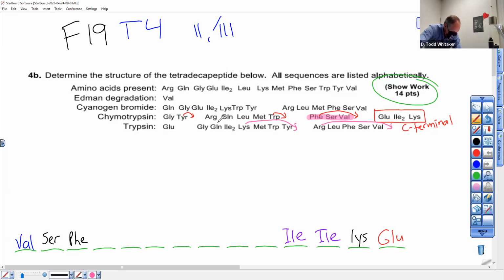Back to your chymotrypsin. Chymotrypsin. Gly-Tyr. No, we don't have any Gly information. So we have all our cuts. Cyanogen bromide. Oh, I think it's going to help.